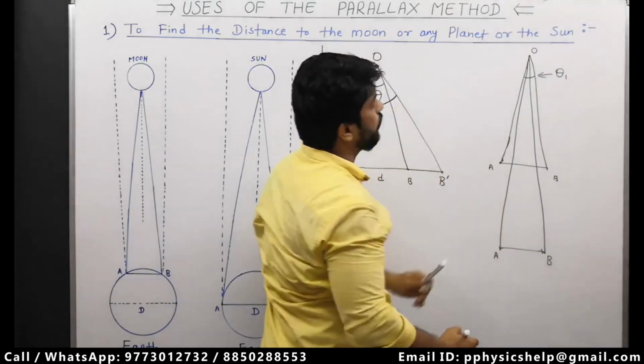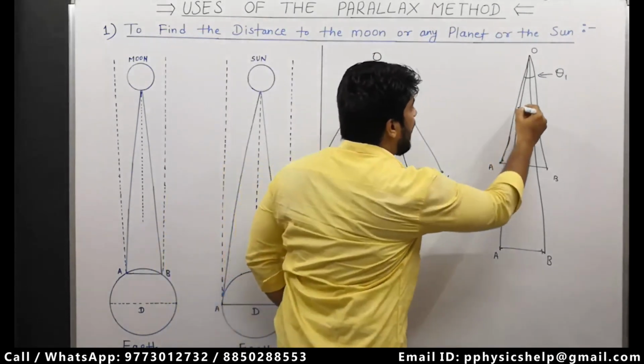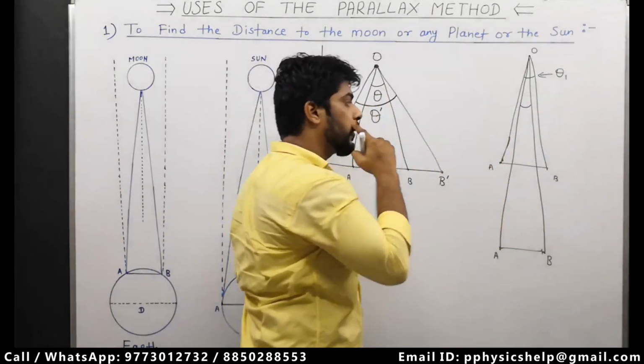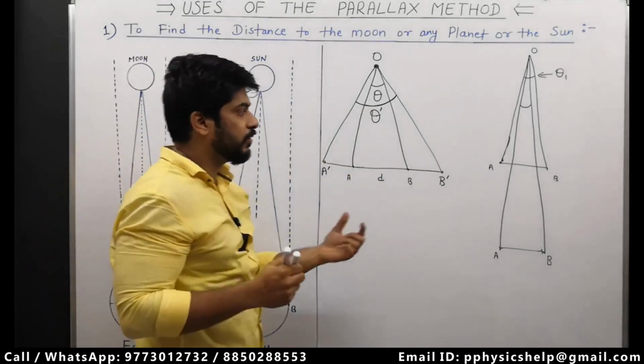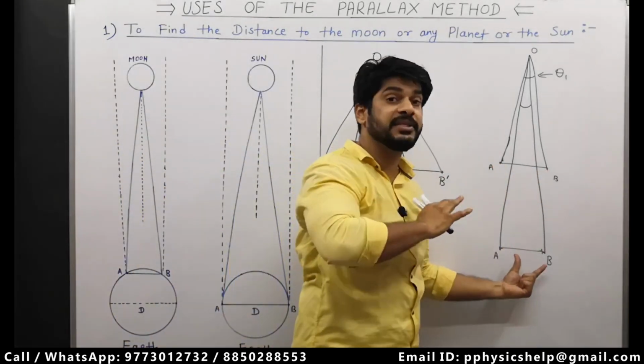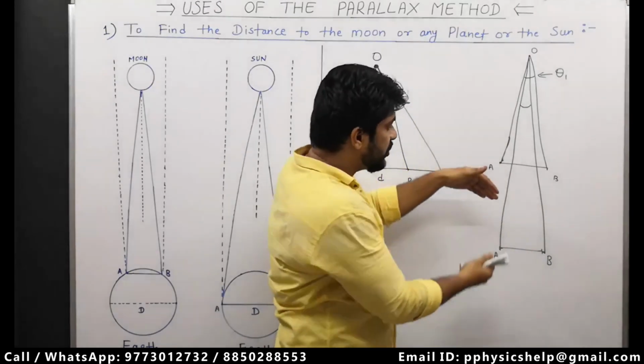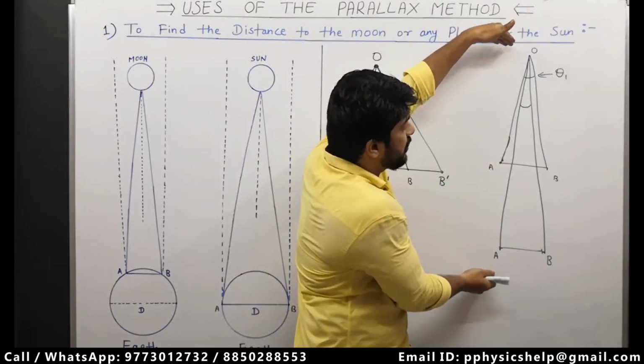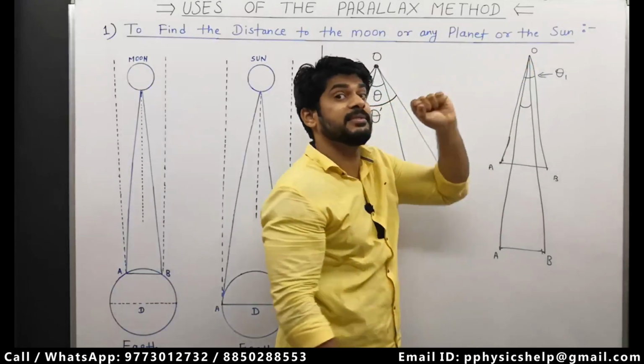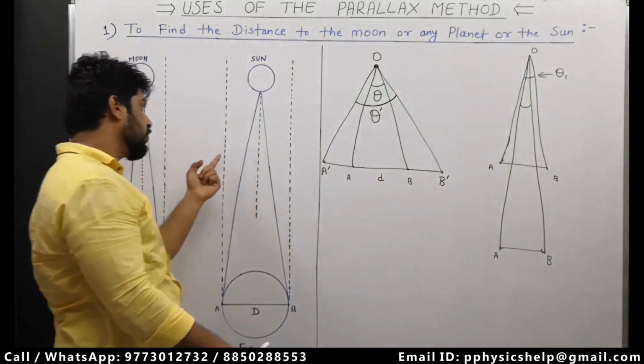You can check what is happening. The angle has decreased. See, I have not changed this AB, it is as it is. Now in that case, you see here, when the distance increases, the angle decreases. So the same thing will happen over here.